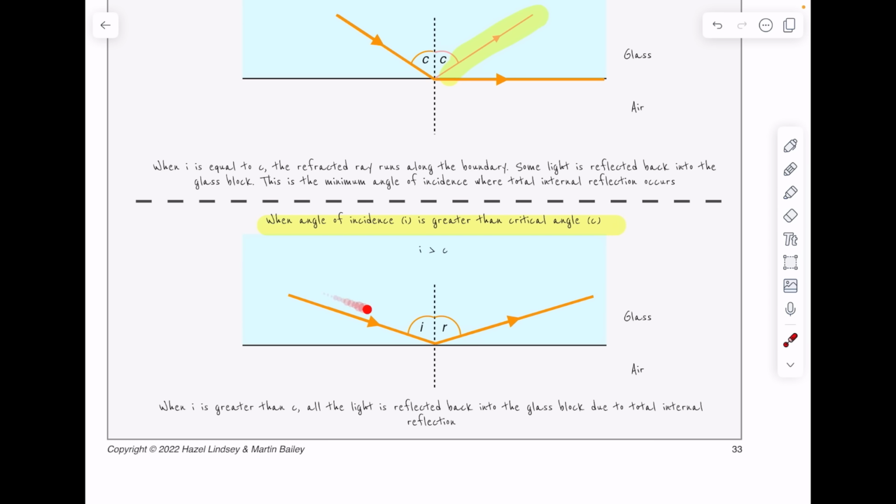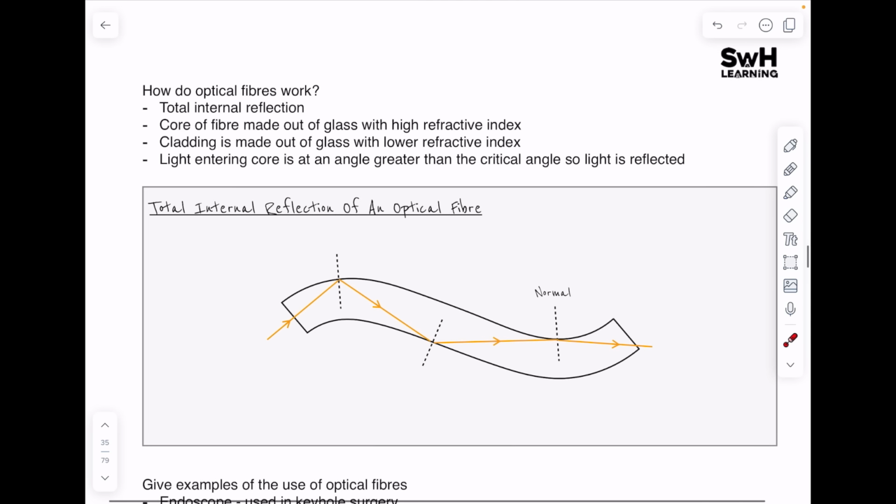That light ray is staying inside the glass block. One use of total internal reflection is optical fibers. You find that the core of your fiber is made out of glass with a high refractive index. The cladding is made out of glass with a low refractive index. And what that ensures is that total internal reflection occurs along the length of the optical fibre.